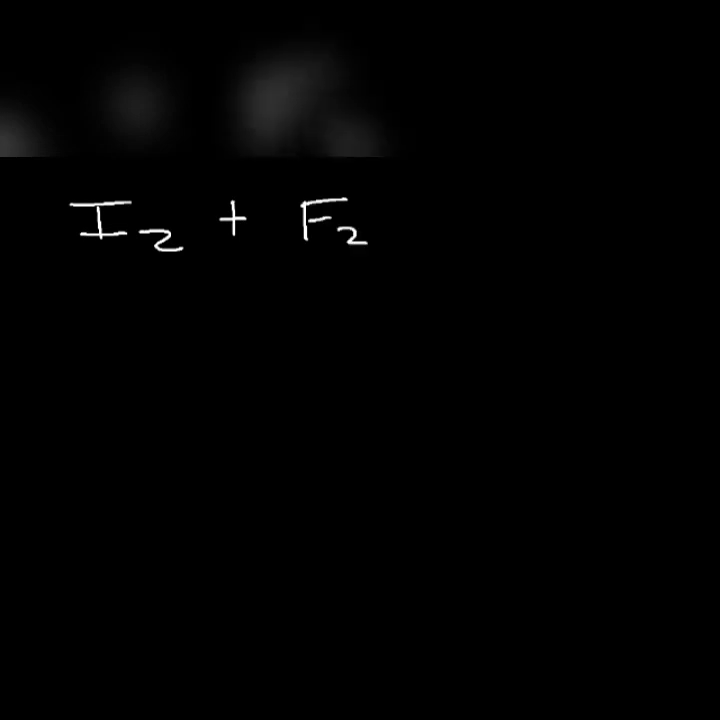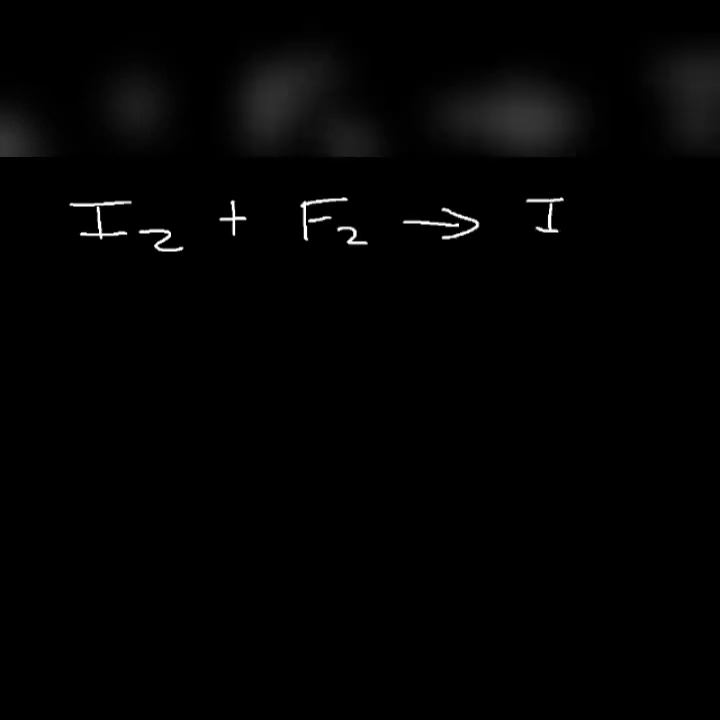Try this one. I2 plus F2 produces IF7. Go ahead and balance the reaction. So here we have the even-odd situation. We have 2 fluorine atoms on the left, 7 on the right. The least common multiple of 2 and 7 is 14. So that tells us that we want to try to get 14 fluorine atoms on both sides.